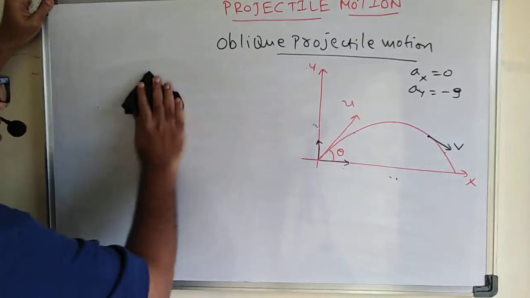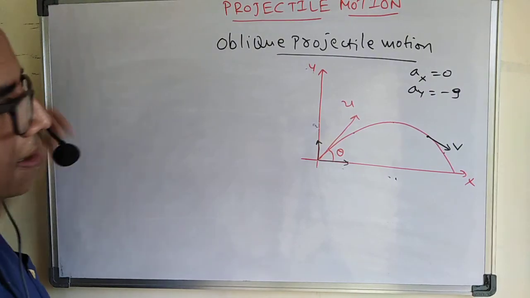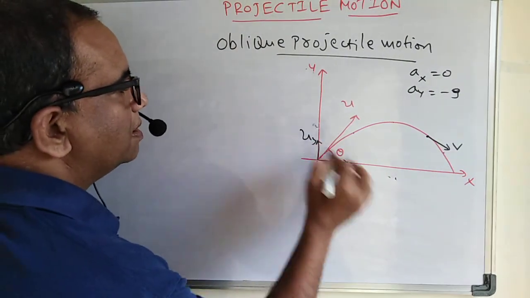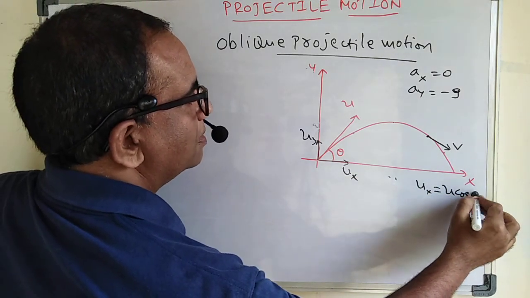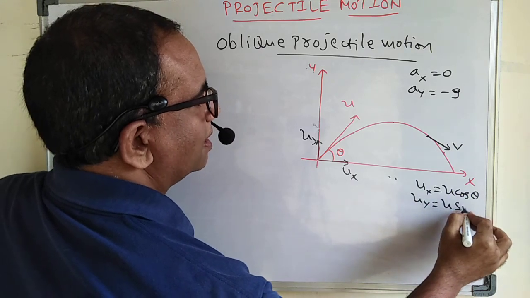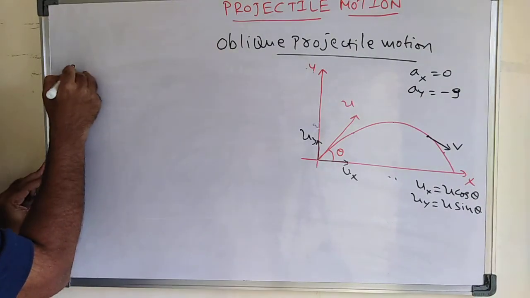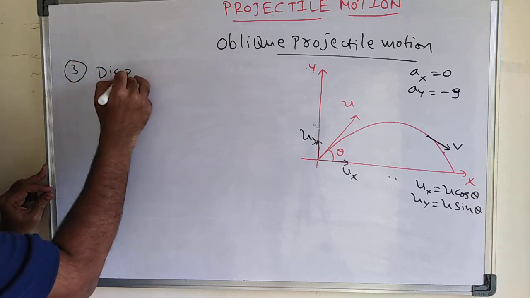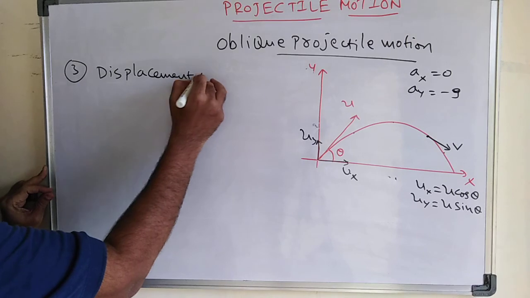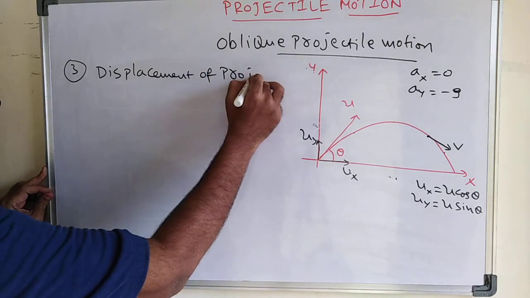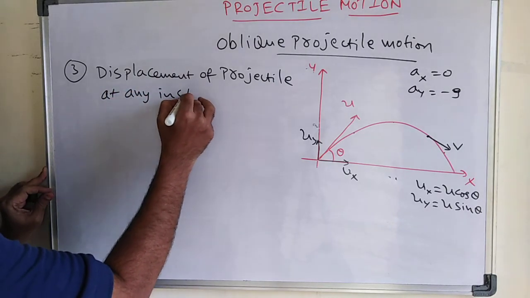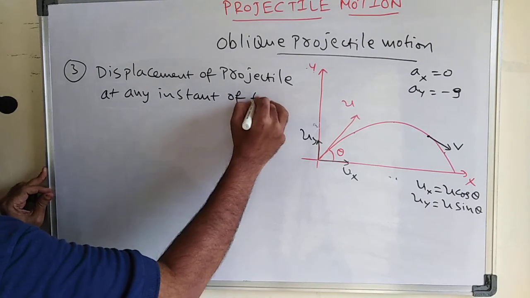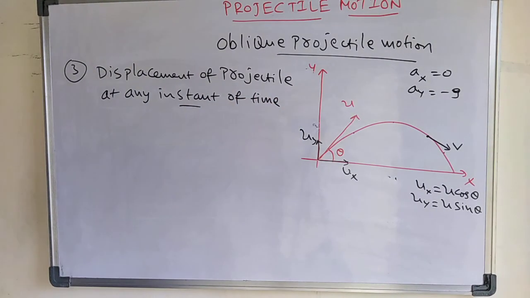In the same projectile, how can we calculate the displacement? Remember this one is uy and this one is ux, which means ux is u cos theta and uy is u sin theta. Let us look at the third one, the displacement of the projectile at any instant of time. How can I calculate it?